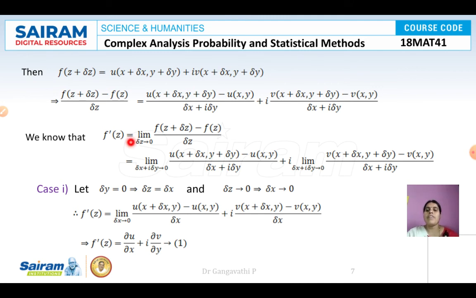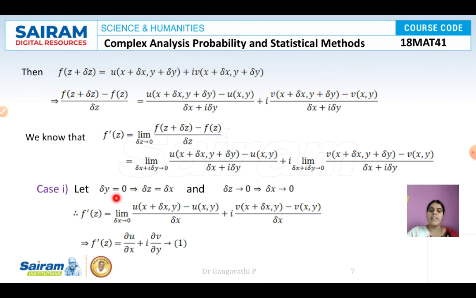So now f dash of z is nothing but, observe this, the limit of f of z plus delta z minus f of z by this, and the limit as delta z, replaced by delta x plus i delta y, tends to 0, and here also delta z is replaced by delta x plus i delta y. Now let us consider case 1. Case 1 is, let us consider delta y is 0. It means that the small change in y is 0. A small change only happens in x. That is what the meaning is.